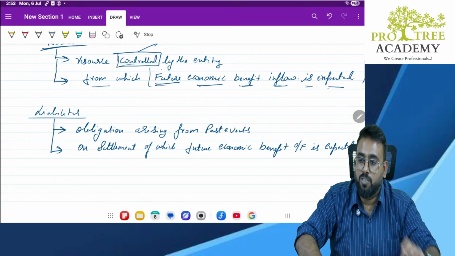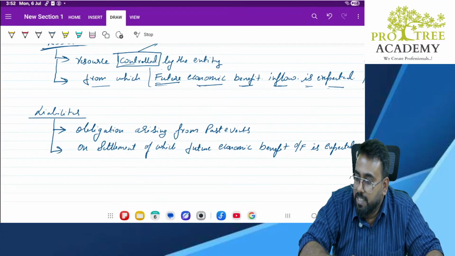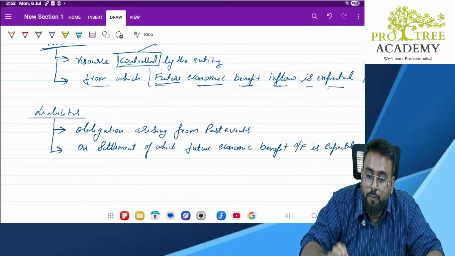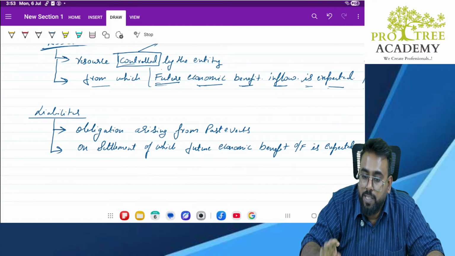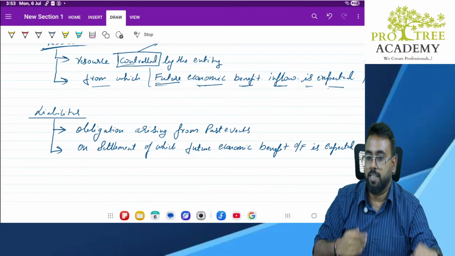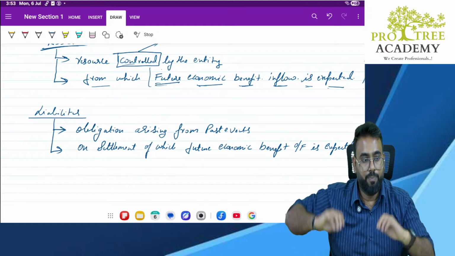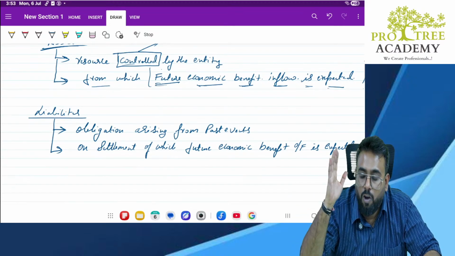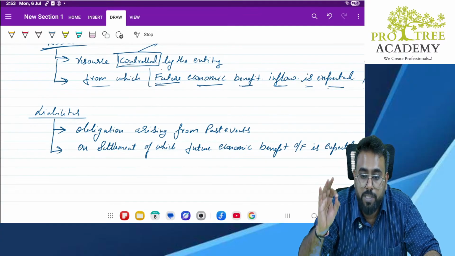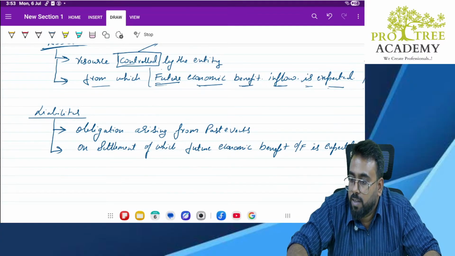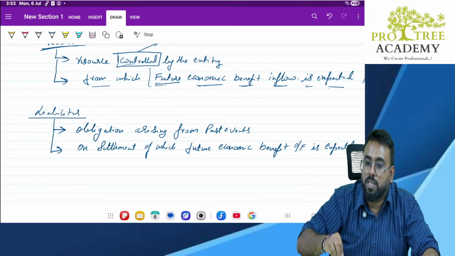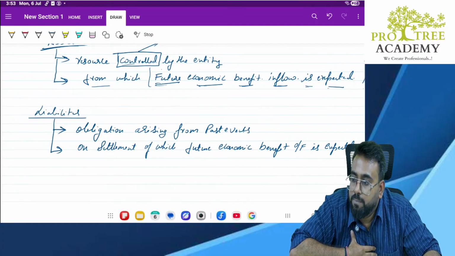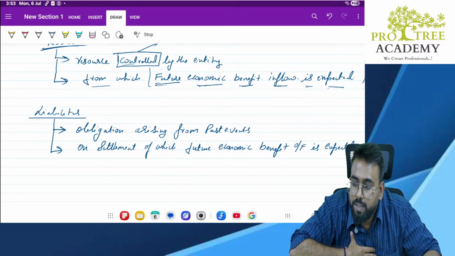Now let's come to liability. So liability means what? It is an obligation arising from past events, on settlement of which future economic benefit outflow is expected. Sir, help me understand the definition. Now, when I purchased goods from Mr. A on credit, am I not liable to pay him? Do I not owe him the money?